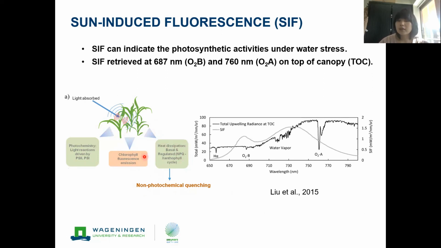We can use remote sensing techniques to detect the SIF. It is a signal included in the reflected radiance, but it is only a very small portion, 1 to 5%, in the red and far-red region. And the SIF can be retrieved at 687 nanometers and 760 nanometers. The SIF retrieved at these two positions are usually used now in our research.